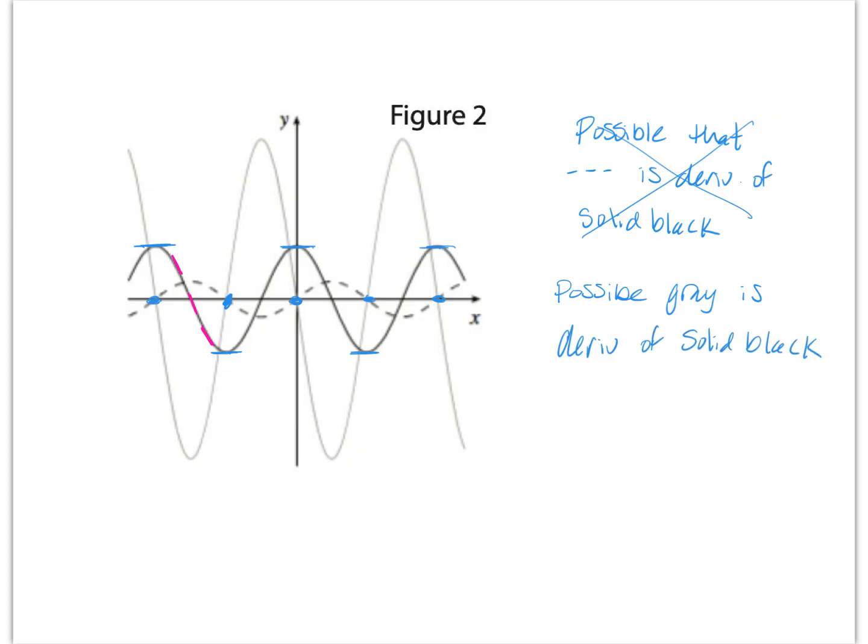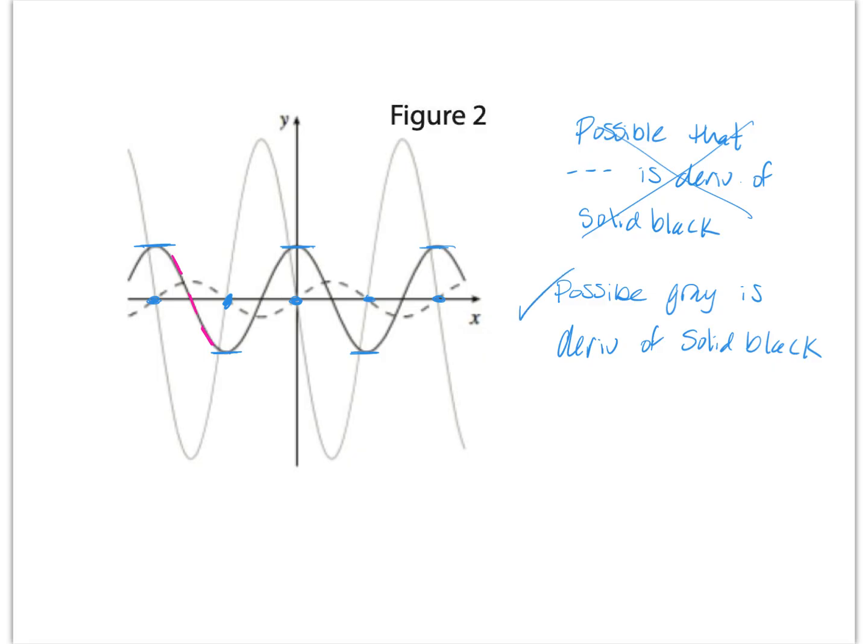Okay, and let's see if that checks out. So I've got negative slopes between these two zeros. Between my horizontal tangent lines, I have negative slopes. So between the zeros, I should have negative y values. Okay, so I think this actually does work out that the gray could be the derivative of the solid black.